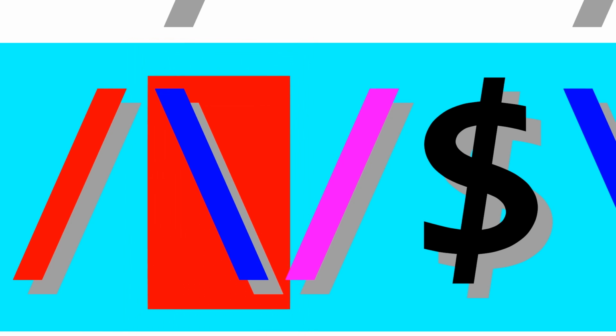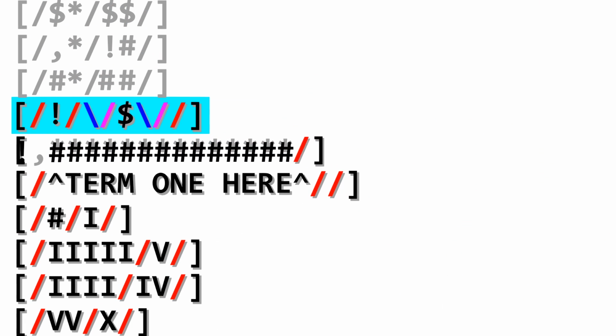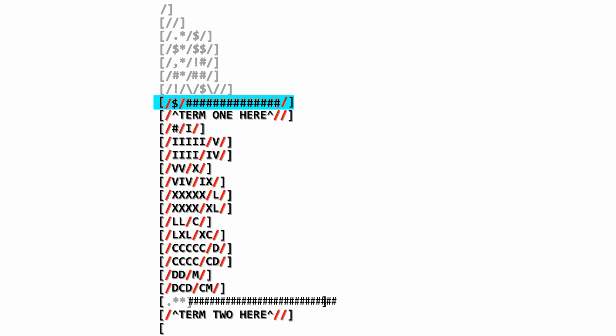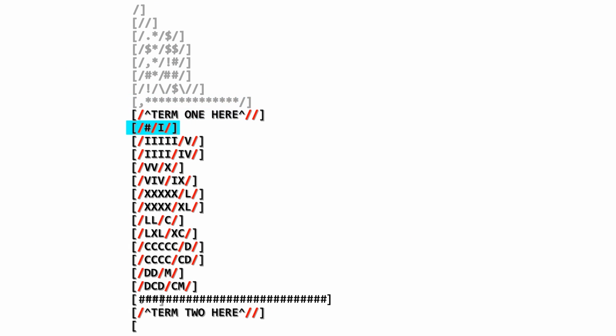A backslash will add the following slash to the pattern or replacement instead of treating the slash like a normal slash, allowing you to replace strings with replacements themselves. The new replacement will replace dollar signs with the sequence of octothorpes defined in term 1. The new replacement is also why this seemingly random slash is here. When each dollar sign is replaced with term 1, we effectively perform multiplication. All that's left to do now is replace the octothorpes with uppercase I's and run the Roman numeral conversion.